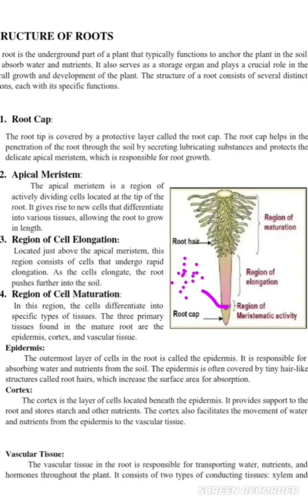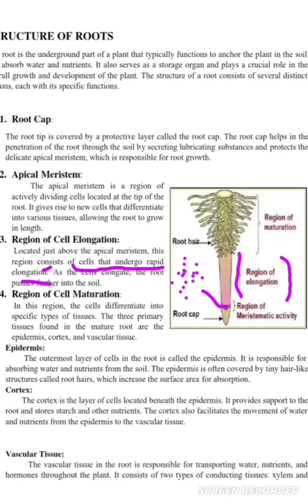The next region is the region of cell elongation. This region is located just above the region of apical meristem. What is the function of this region? In this region, the cells undergo rapid elongation. As the cells elongate, the root pushes further into the soil.